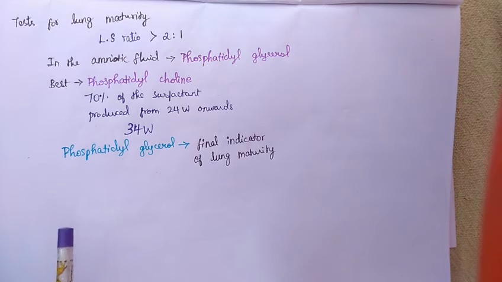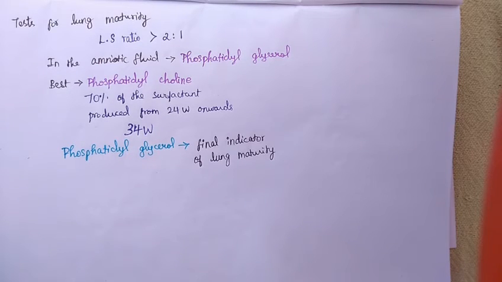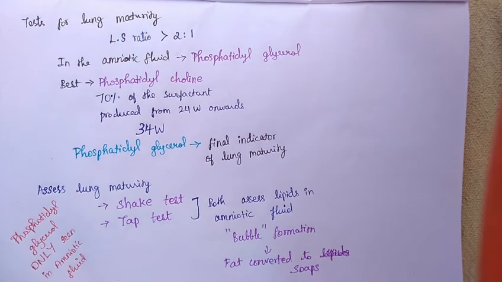And then how will you assess lung maturity? You will look for phosphatidylglycerol in the amniotic fluid by doing the shake test or tap test. Phosphatidylglycerol is only seen in amniotic fluid. That's how we assess lung maturity, by doing the shake test and tap test. Both tests assess the lipids in amniotic fluid. So what are we going to do? We assess the lipids made by the body of the baby.